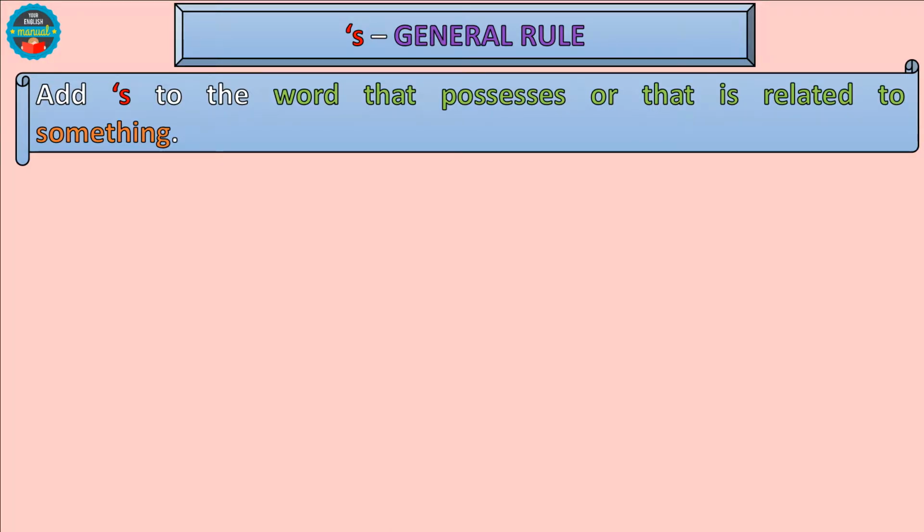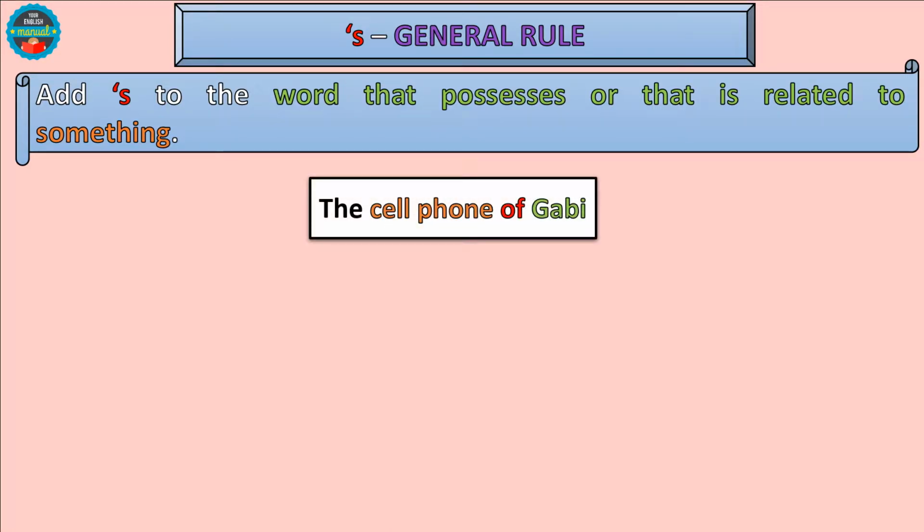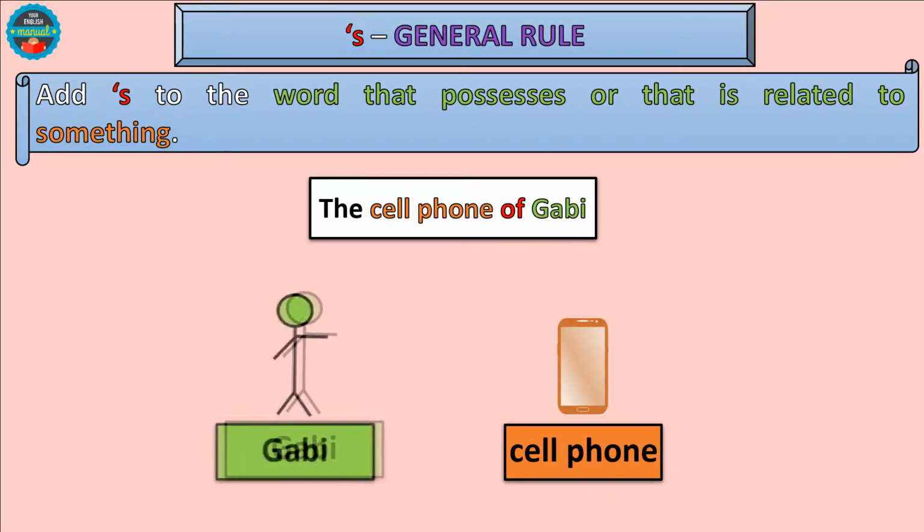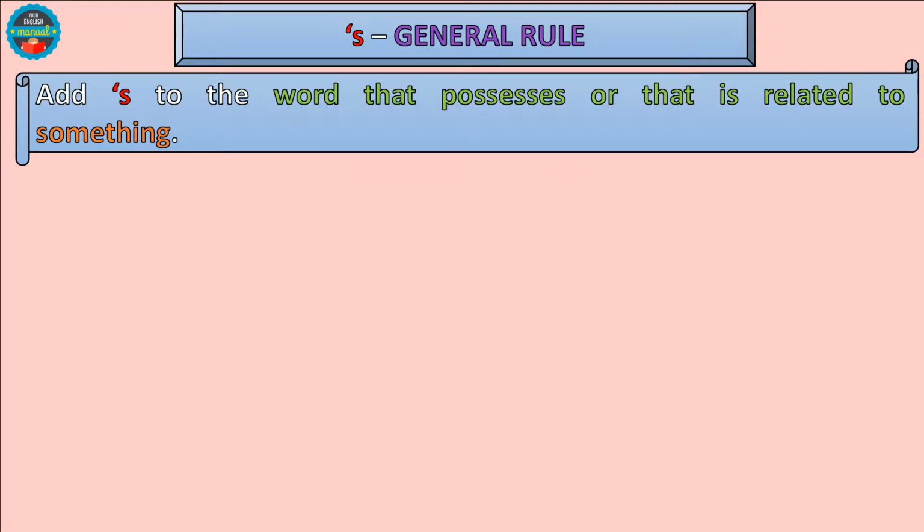Another example, the cell phone of Gabi. We say Gabi's cell phone. We put the apostrophe S on Gabi because she is the one who owns the cell phone. Quite simple, right? So let's see other examples.